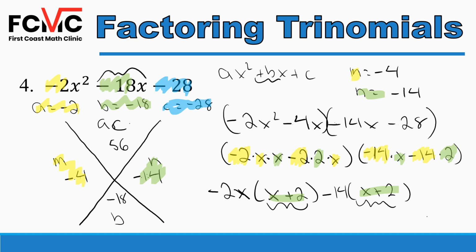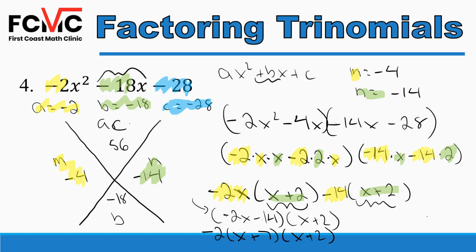And we're pulling out a minus 14. So that minus 14 is outside of our parentheses. So we're going to group that with the minus 2x. And then we're going to group the x plus 2 together. So we've got negative 2x minus 14 times x plus 2. And if we want to go a step further, we can factor this out a bit more. We could pull out a negative 2. So if I pull a negative 2 out, I'm going to have x plus 7 times x plus 2.